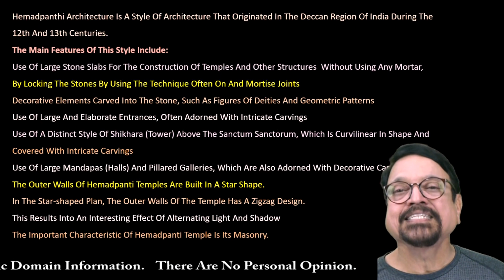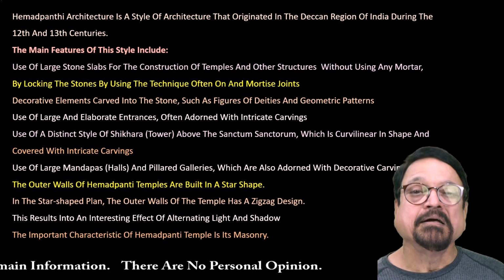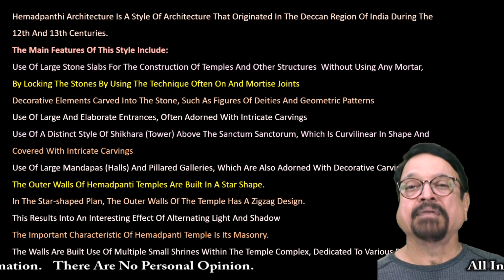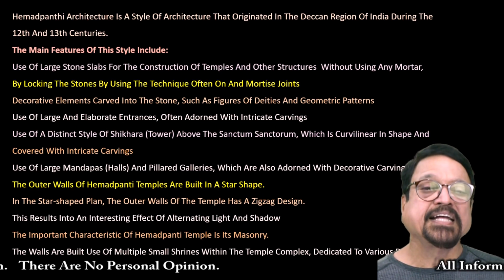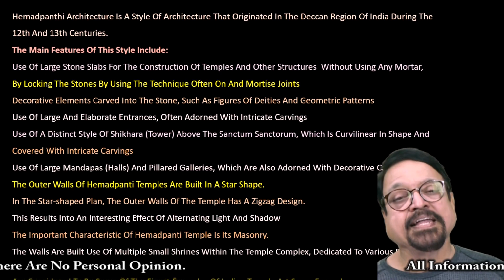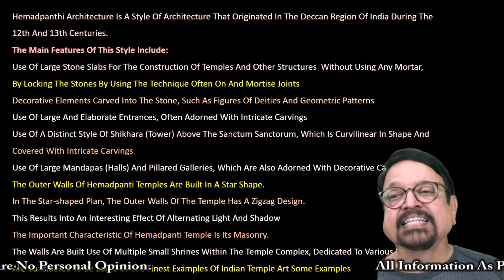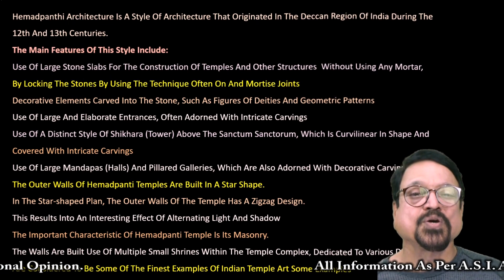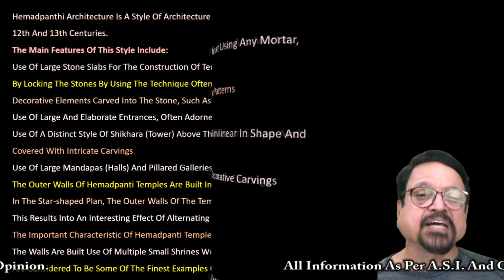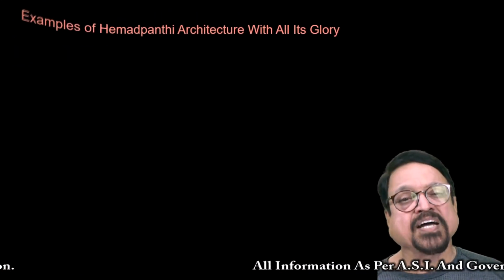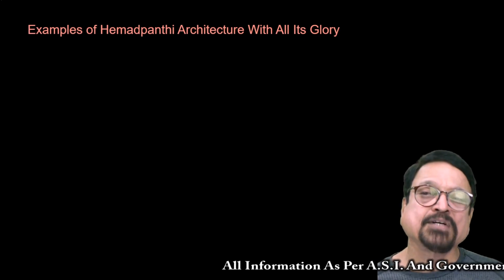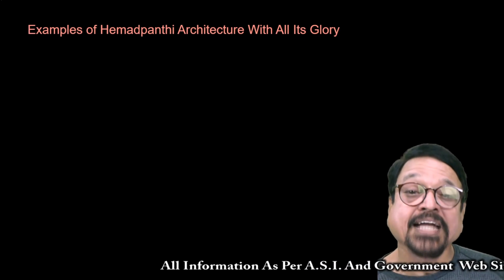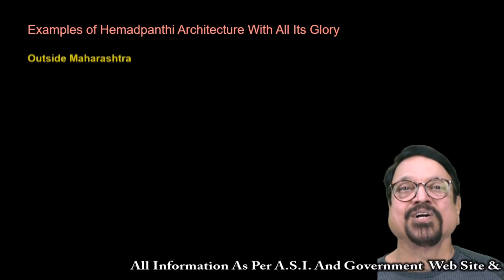The important characteristic of the temple is masonry. The walls are built with multiple small shrines within a temple complex dedicated to various deities, and they are considered one of the finest examples. So here we can get Ekakota, Dvikota, Trikota, Chatushkota, all are possible. Examples of Hemadpanthi temples are around the Deccan, more in Maharashtra.